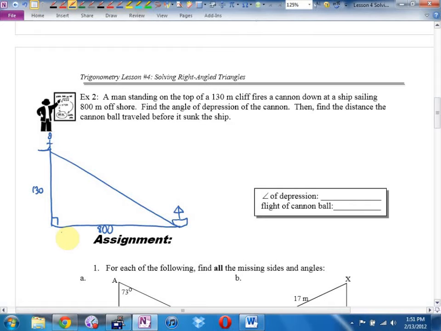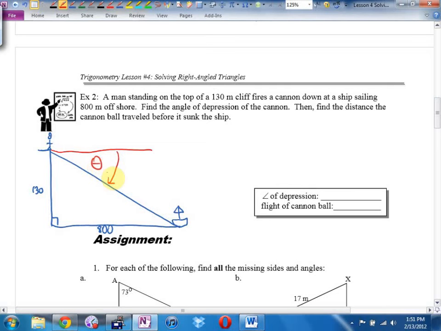Okay. Why am I doing that? Because here's the angle they're talking about, Rachel. They want me to find that angle, theta. How do I remember that? Angle of depression. Oh, yeah. This one from my eyes down. Here's the problem. That angle's not in the triangle.